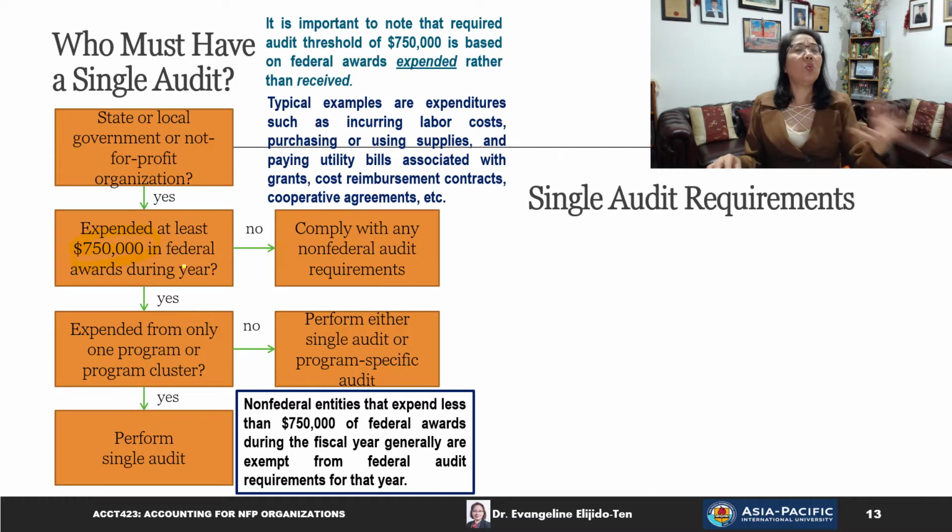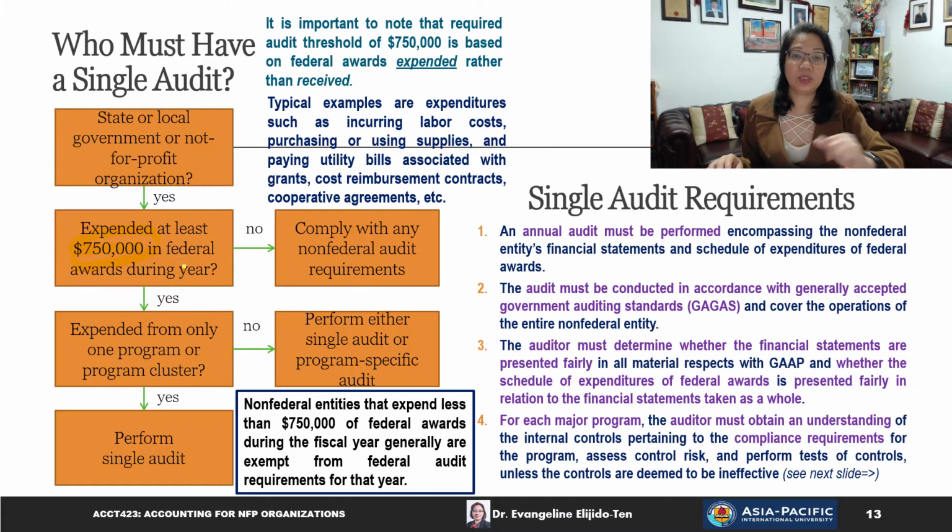All right, so what are the single audit requirements? We've mentioned at the beginning of the lecture that single audit has kind of a more complex standard of audit compared to GAS and GAGAS. So what are the requirements for single audit? Number one, an annual audit must be performed encompassing the non-federal entity's financial statements and schedule of expenditures of the federal awards. So that's part of it.